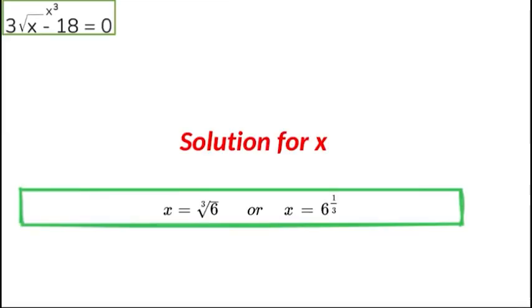And finally, the solution for x for this complicated exponential equation is x is equal to the third root of 6, or x is equal to 6 to the power of 1 over 3.